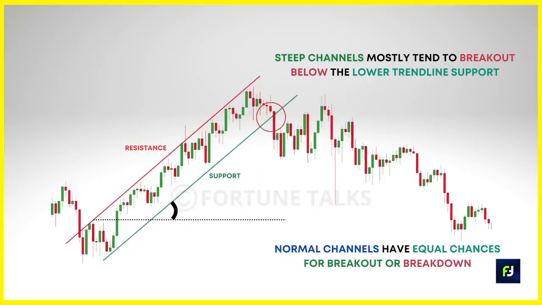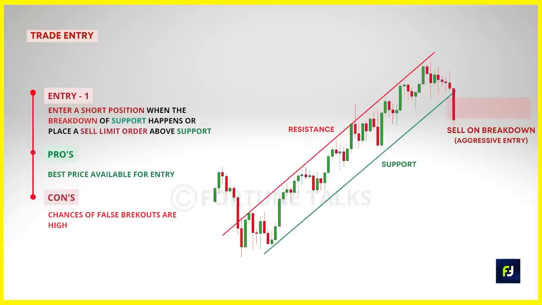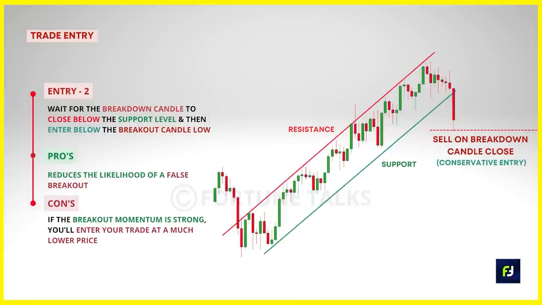Let me explain. A channel with a very high slope or a very steep price action will mostly break down below the support trend line, while a channel with a medium or lower slope will have equal chances of breaking out or breaking down. Anyway, this is just an observation, but we should enter a trade only after a breakout has happened. Let's say the price broke below the support trend line. Now, if you are very aggressive, you can take a short position as soon as the price breaks below the support trend line. But this is risky as it could end up being a false breakout and you will get trapped.